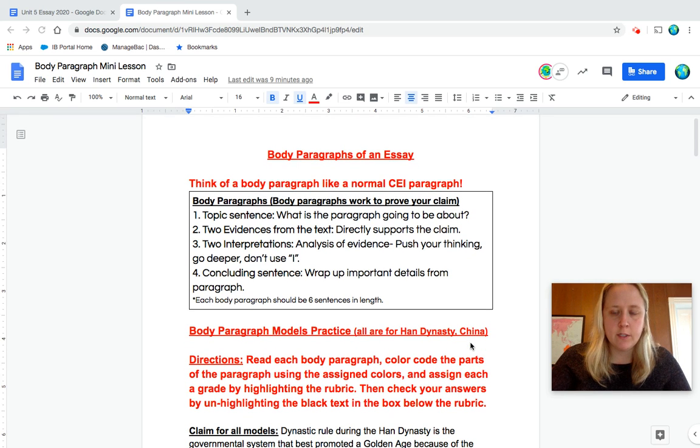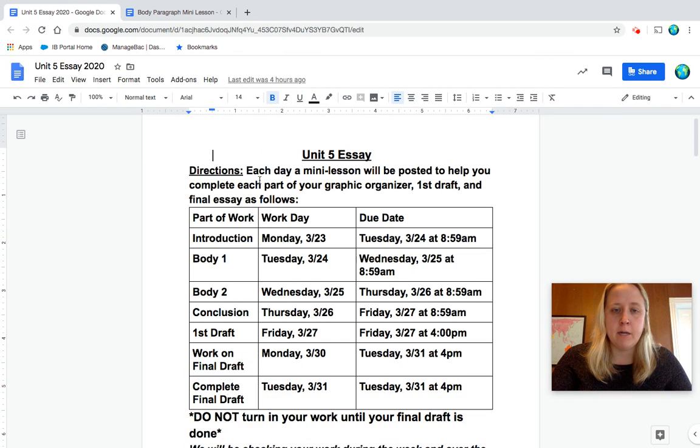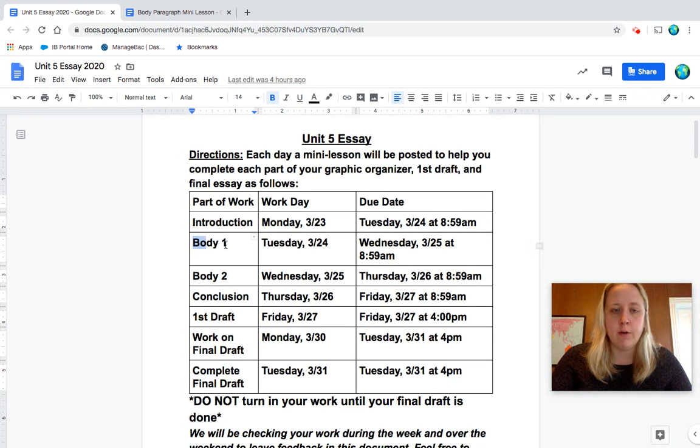So today we're going to be looking at our body paragraphs mini lesson for our essay. You should have that open. These are going to be the body paragraphs. Body paragraph 1 is on your schedule. Today, Tuesday, is the work day, and body paragraph 1 is due for homework by tomorrow morning at 9 a.m. Body paragraph 2, you will have tomorrow, Wednesday, to finish during class time, and it will be homework due Thursday morning at 8:59 a.m. Right?